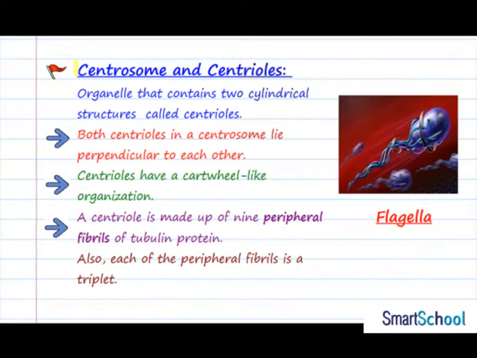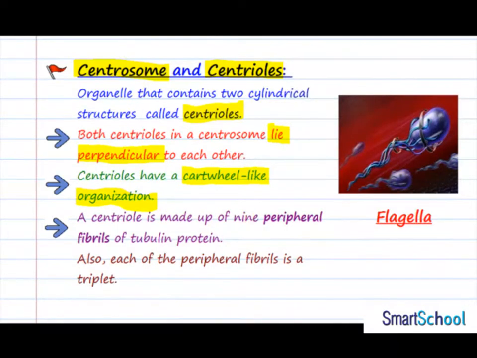The next organelle of a eukaryotic cell are centrosome and centrioles. Organelle that contains 2 cylindrical structures called centrioles is a centrosome. So a centrosome consists of 2 centrioles which are cylindrical in shape. Both centrioles in a centrosome lie perpendicular to each other. This is very important, that both the centrioles lie perpendicular to each other. Centrioles have a cartwheel-like organization. So they are present in a cartwheel-like organization inside the centrosome.